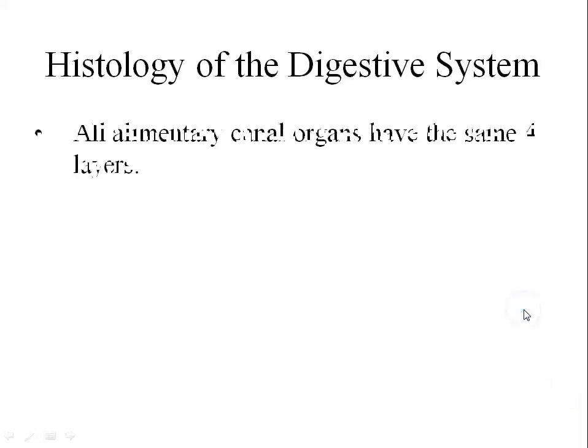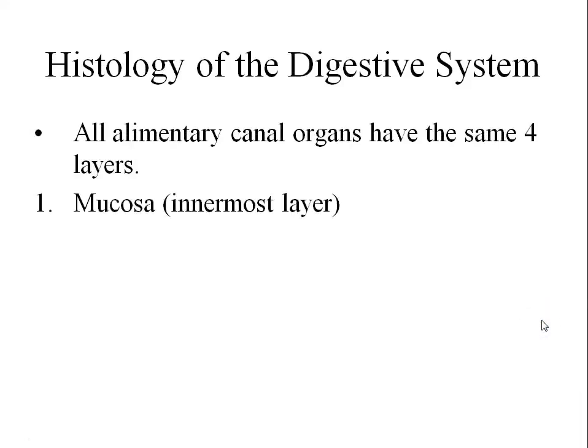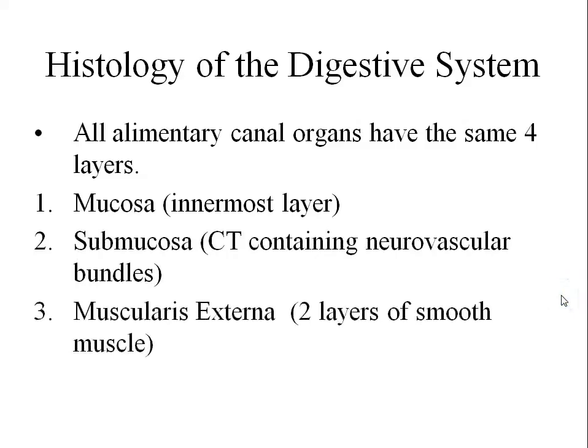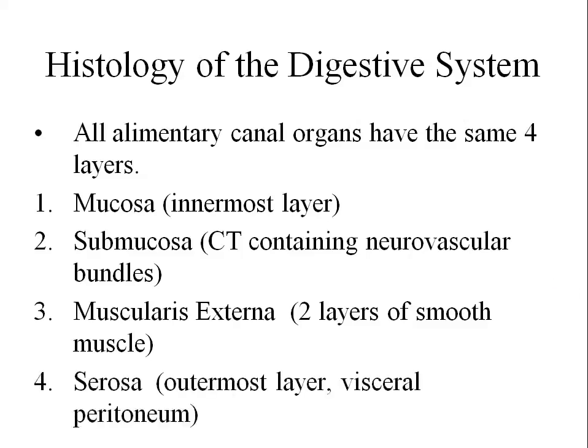Histology of the digestive system. All alimentary canal organs have the same four layers: mucosa, that is the innermost lining or layer; then submucosa, that is a connective tissue containing neuromuscular bundles; and the muscularis externa, that is the two layers of smooth muscle, longitudinal and circular. Then serosa, that is the outermost layer, the visceral peritoneum, which connects with the peritoneal layer, which helps hang the digestive system in the abdominal cavity.